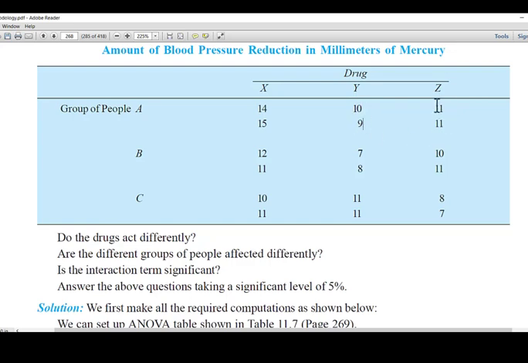Here 11 and 11, average is 11 only. So that 11 is subtracted from this 11 and from this 11. And here 12 and 11, average is 11.5. That 11.5 is subtracted from 12 and 11. Here average is 7.5. That is subtracted from this 7 and 8. Here average is 10.5. That is subtracted from 10 and 11. And here average is 10.5. That is subtracted from 10 and 11. The average is 11. That is subtracted from 11 and 11. The average is 7.5. That is subtracted from 8 and 7.